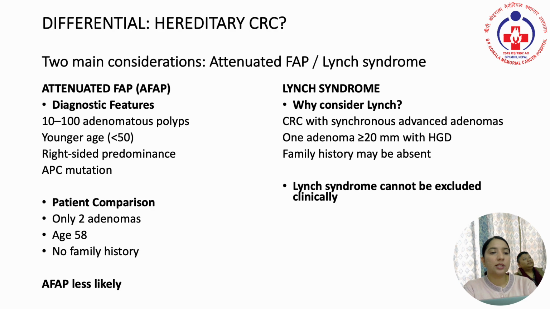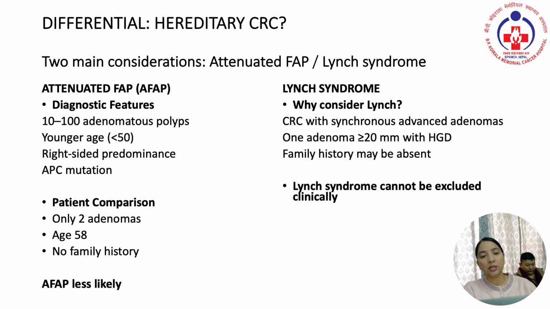In this case, since the patient has less than 10 polyps, note the diagnostic features of attenuated familial adenomatous polyposis: at least 10 to 100 adenomatous polyps, younger age less than 50, right-sided predominance, and APC gene mutation. And since in our patient there are only 2 adenomas, and age is also not consistent, as it is more than 58 years, and there is no significant family history, it is less likely.